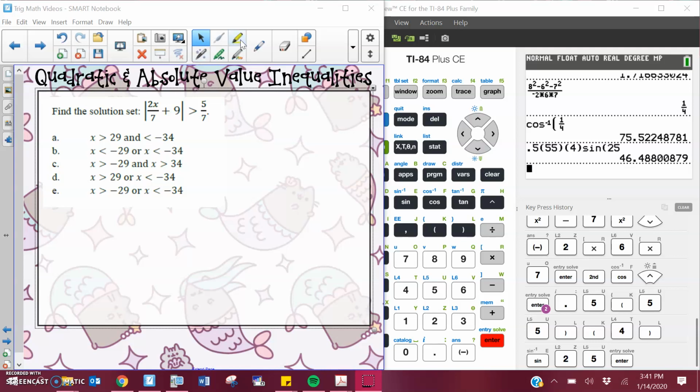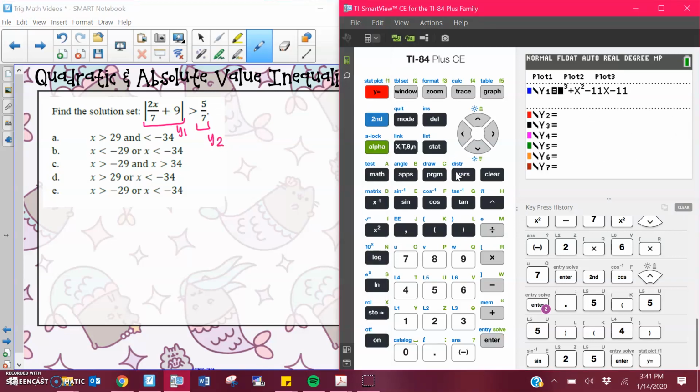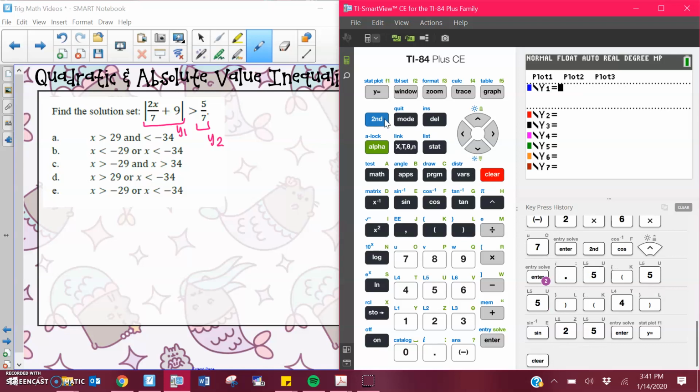So whenever you have a problem like this where they ask you for the solution set and they have an inequality, especially again if it's got a square in it or an absolute value, you really want to use the calculator. You can use the numeric solver to find these points, but it's not going to tell you the sign, like the greater than or less than. So what we're going to do is take this inequality and put one of the sides in y1 and the other side in y2 in the y equals screen.